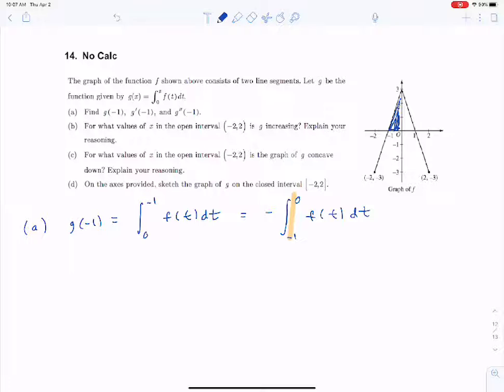That is, no. g prime of x is f of x. That is correct. But we're not being asked to take a derivative right now. I'm just doing g of -1. So no derivatives are being asked to be done at this time.